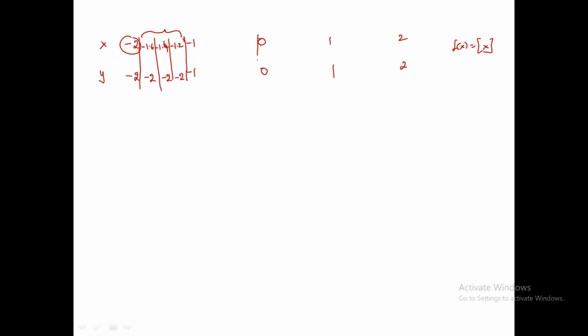Similarly, if you take x as -0.2, -0.4, -0.6, -0.8, all minus numbers, because all these numbers are between -1 and 0, the answer will be -1 for all these numbers, y.